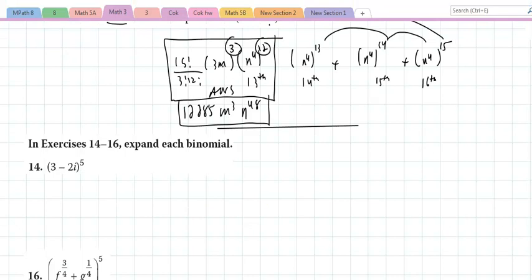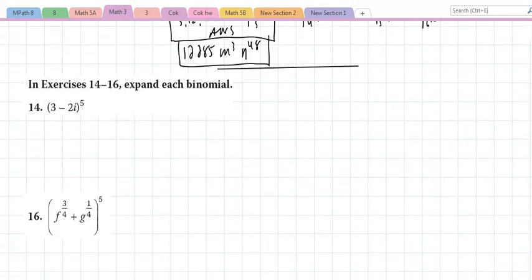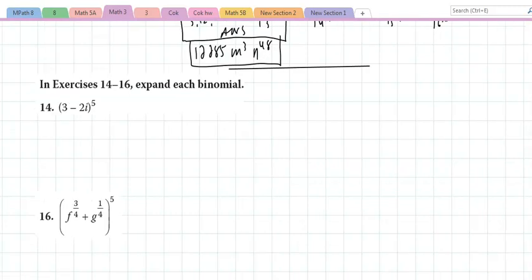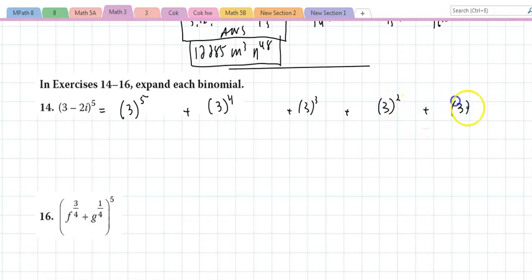Okay, I'm going to tackle the last couple of examples. So if I just write this, expand each binomial. One of them I'm going to use the formula, one of them I'm going to use the triangle. So let's go with the formula on this. If you say that's going to be 3 raised to the 5th, then it's going to be, leave some space, 3 raised to the 4th, then 3 raised to the 3rd, then 3 raised to the 2nd, then 3 raised to the 1.